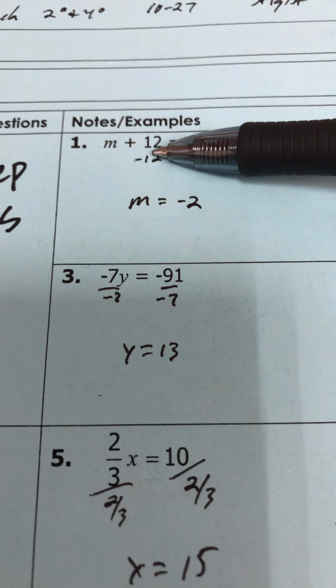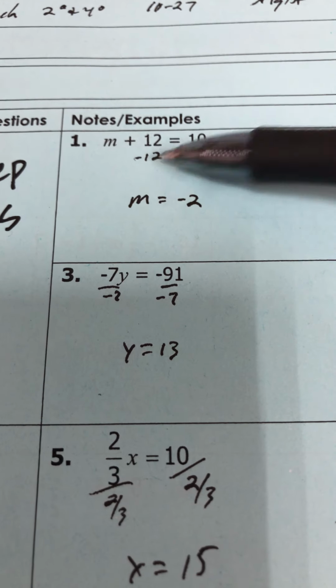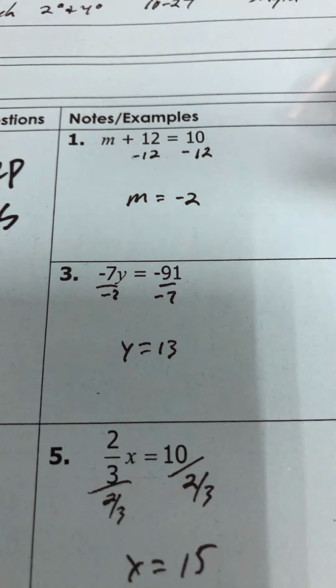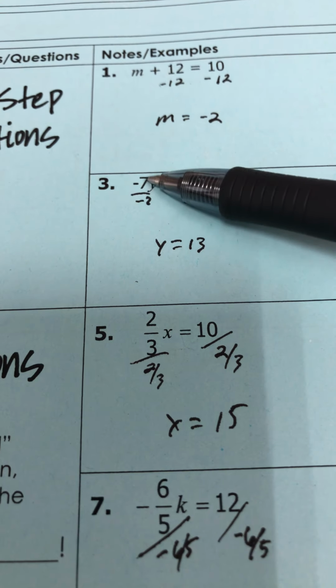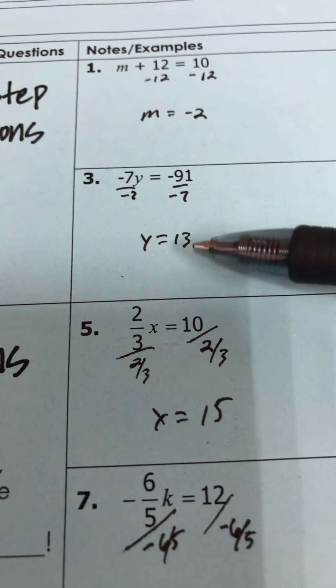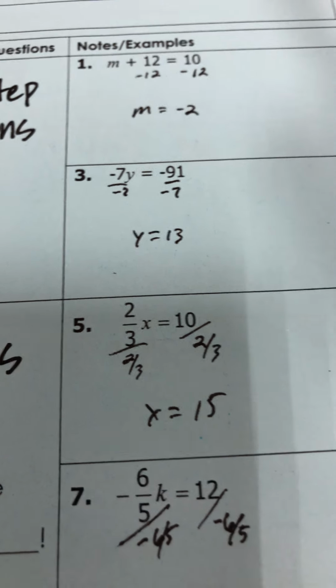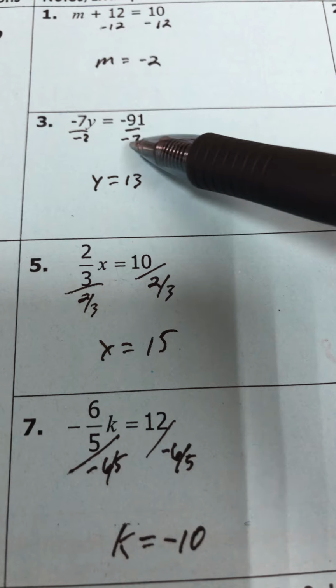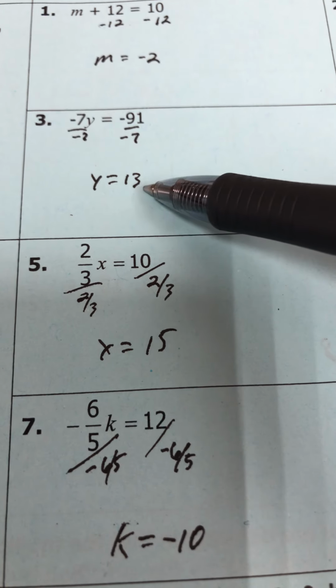The one step, you're just doing one step. I'm subtracting 12 from each side, and you figure out what the variable is. So m equals -2 there. I'm dividing. I got to undo multiplication, so I'm dividing by -7 on both sides, so I get y equals 13. Because -91 divided by -7 is 13.